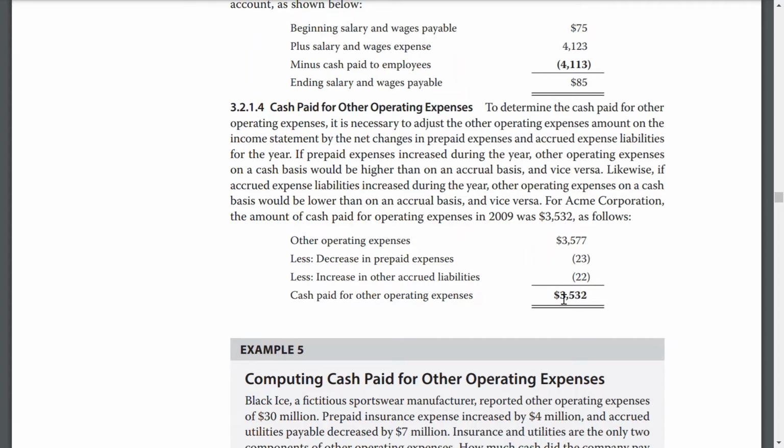Cash paid for other operating expenses. To determine the cash paid for other operating expenses, it is necessary to adjust the other operating expense amounts on the income statement by the net changes in prepaid expenses and accrued expense liabilities for the year. If prepaid expenses increase during the year, other operating expenses on the cash basis would be higher than on the accrual basis, and vice versa. Likewise, if accrued liabilities increase during the year, other operating expense on the cash basis would be lower than on the accrual basis, and vice versa.